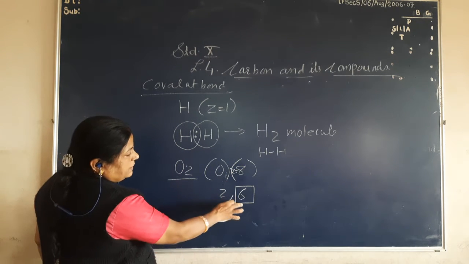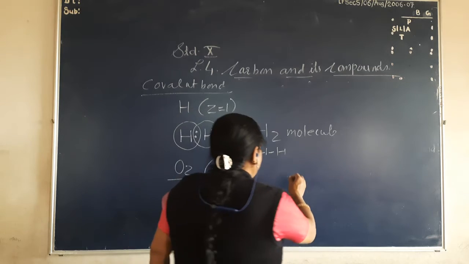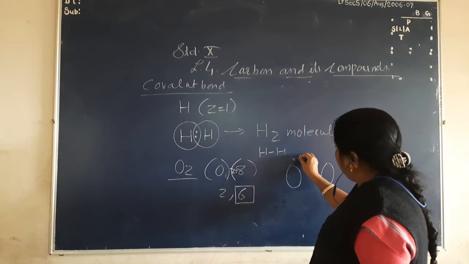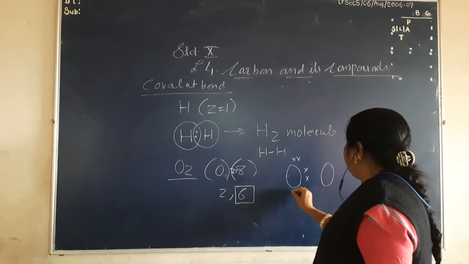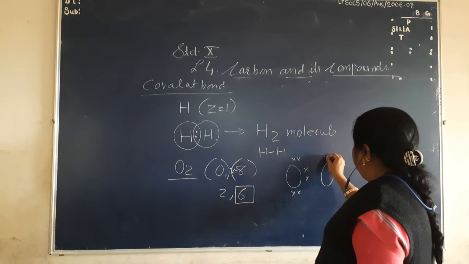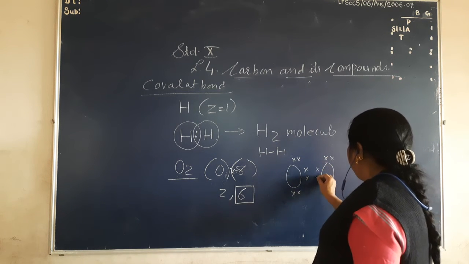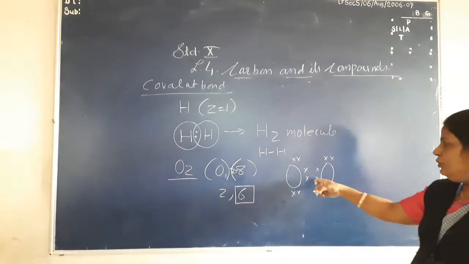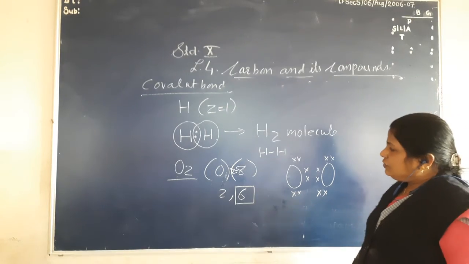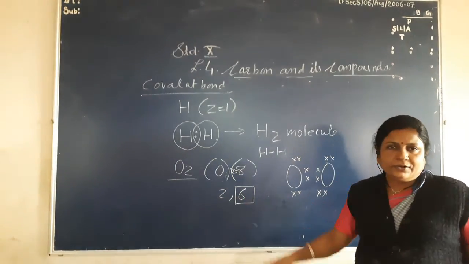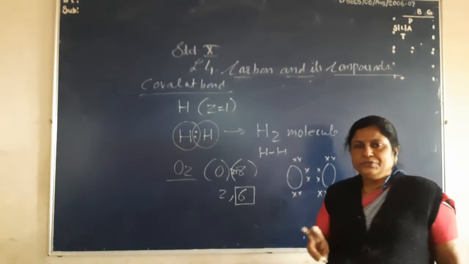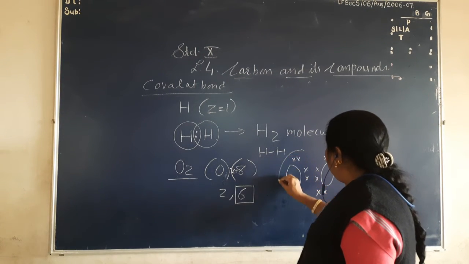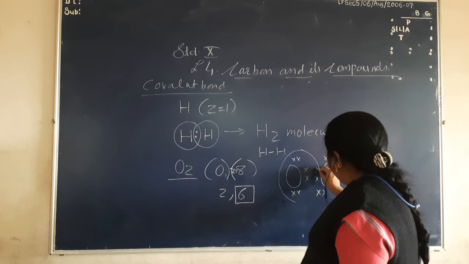And 2,6. So let us make 1 oxygen, 1 oxygen. 1, 2, 3, 4, 5, 6. 1, 2, 3, 4, 5, 6. What we see, children, here is that they both want 8 electrons in the outermost orbit, but they have only 6 electrons, so they are deficient. So what will they do? They will talk to each other and form a sharing type of bond between each.